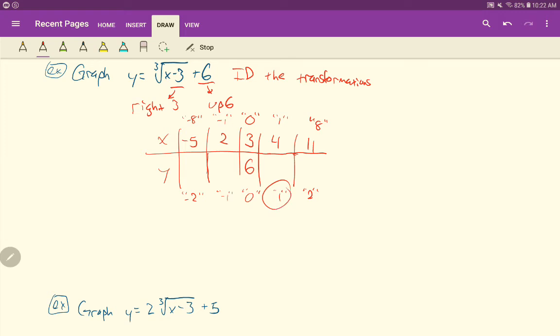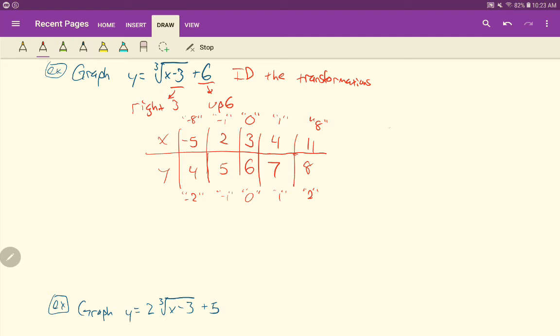So this y value of 1 would also be shifted up 6, so this should be 7. This y value of 2 should also be shifted up 6 to be 8. Oops, I should do this first. There we go. Okay, this y value of -1 will be shifted up 6 to 5, and this y value of -2 will be shifted up 6 to 4. And so there's our new graph.